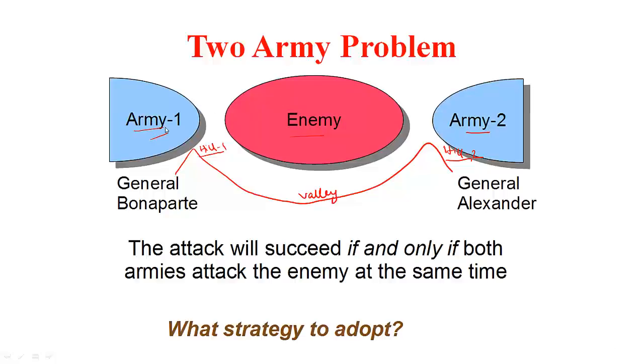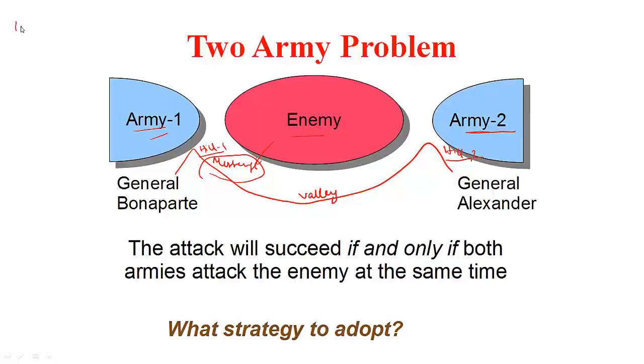And here is the problem. Both Army 1 and Army 2 need to decide on when to attack this red army, for which they need to communicate, and the messenger who is going to communicate has to go through the valley to deliver this message to Army 2, and there is a danger that this messenger could be captured by this particular enemy. So what strategy should they adopt to ensure that they both attack the red army at the same time? So think about it. Well, there is no solution to this problem.